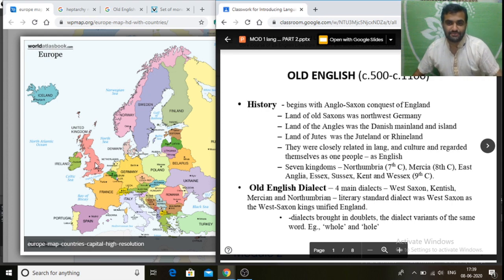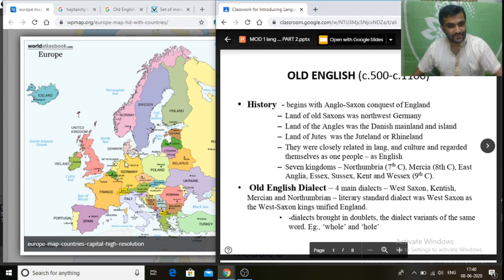And that marks the beginning of the Old English period. Now, these people, the Angles, the Saxons, and the Jutes, were very closely related. They were somewhat like neighbors. So they moved to England as one people, and they called themselves the English people. So basically, the English people that we see today are descendants of these Angles, Saxons, and Jutes.